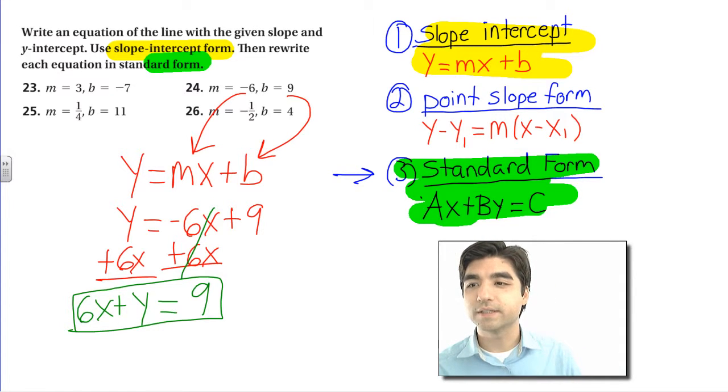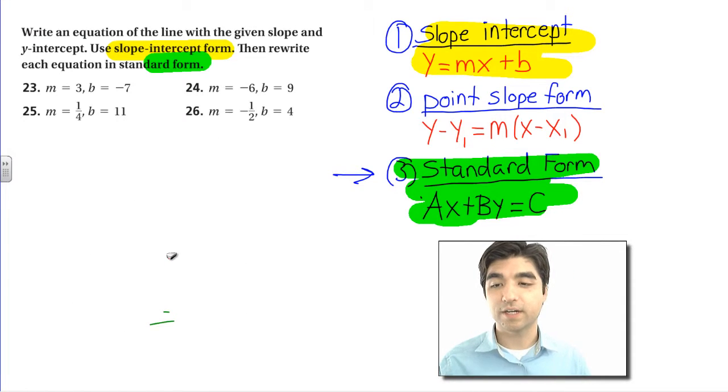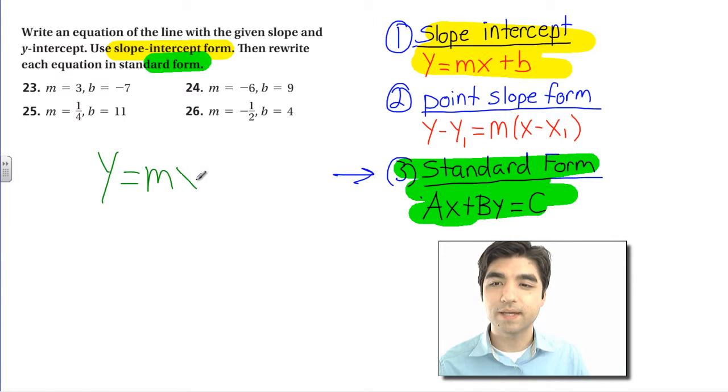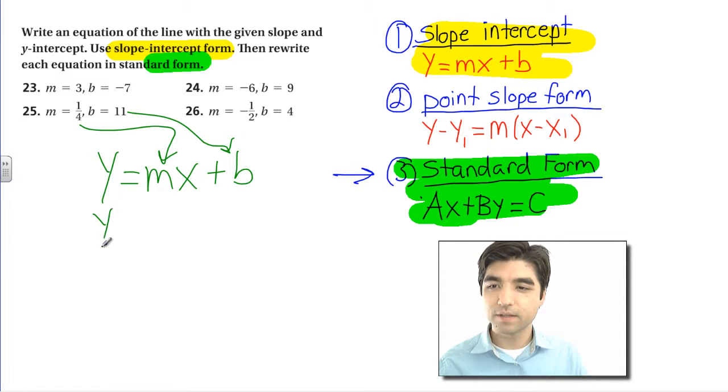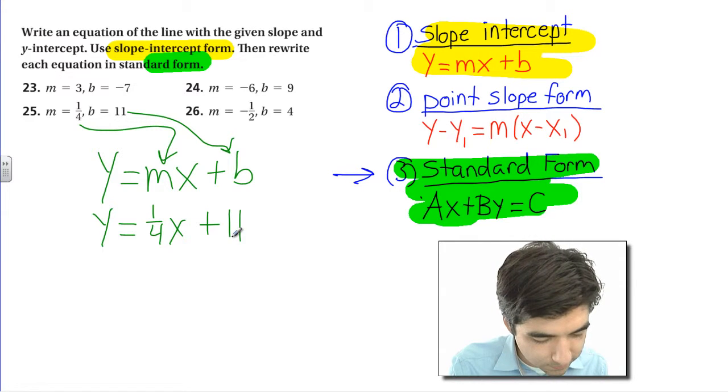Now number 25, if you want to try this out on your own, just pause the tape, try it out, and then play the video to see if your answer is right. So we got y equals mx plus b. We need to put the 1/4 in here and the 11 right there. So y equals 1/4 x plus 11. Yep. And let me double check the answer on this real quick.